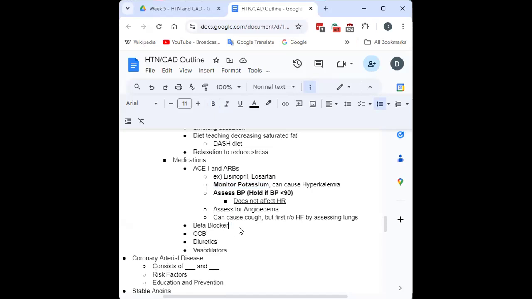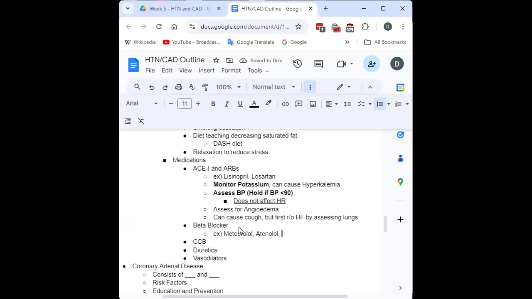So some beta blockers. I'm going to give you guys examples. What are some other ones? Propranolol. Can anyone think of another beta blocker? Labetalol. Atenolol, yeah, it's already here actually. So these are some examples of your beta blockers.